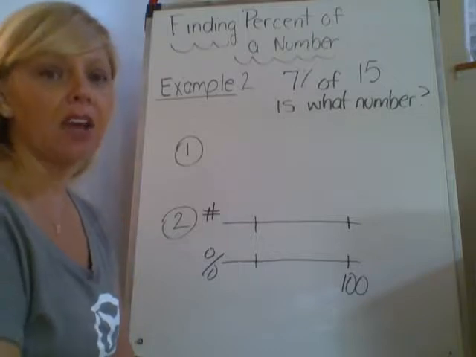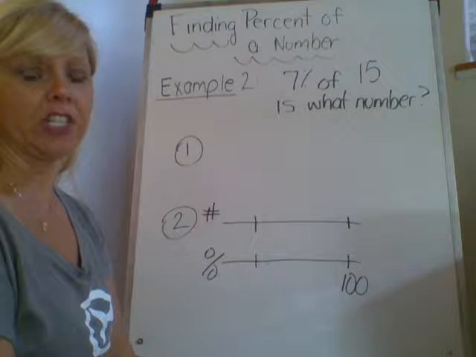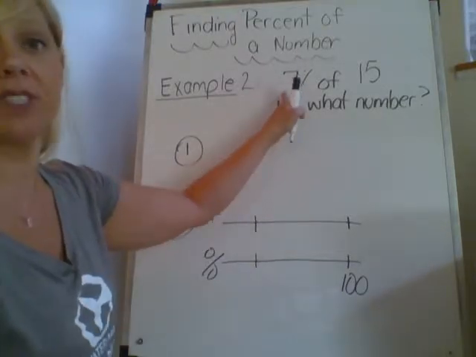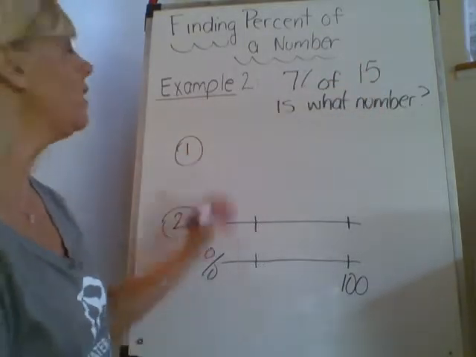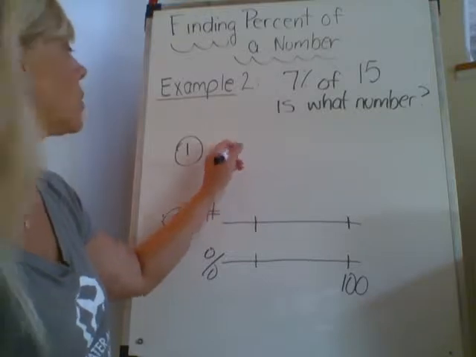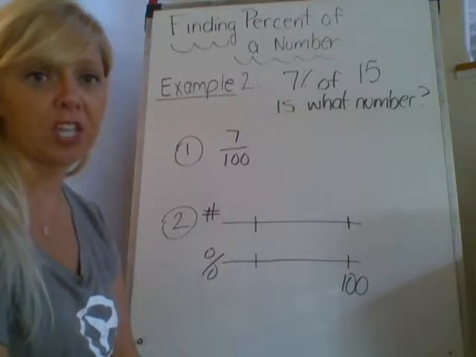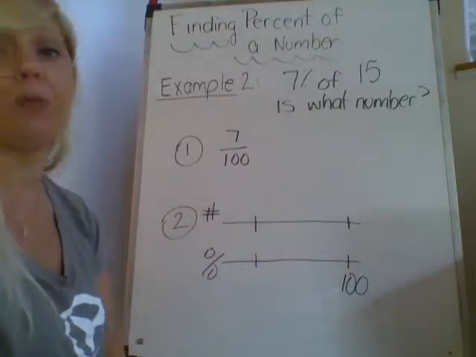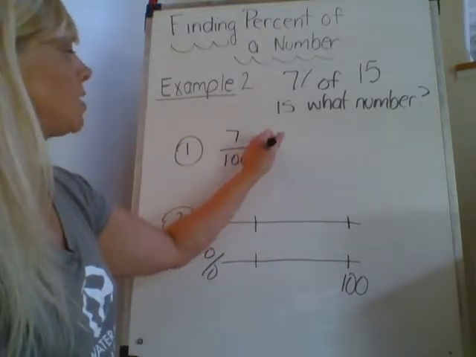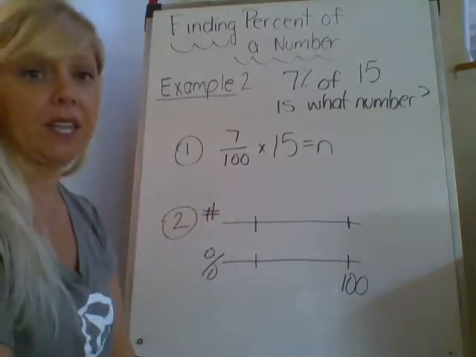Here I have 7% of 15 is what number? If I want to use the percent equation, I would do percent times total equals my part. Here's my percent times my total. 7% is 0.07, 7 hundredths, or I can write it as a fraction. If you don't like changing percents to decimals, you're welcome to put it over 100, so you don't have to worry about moving that decimal point. And you multiply it by 15 to give you the number.